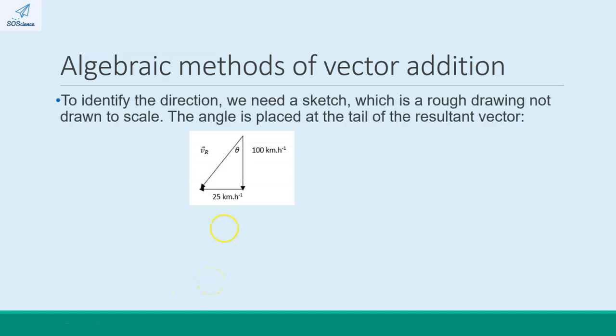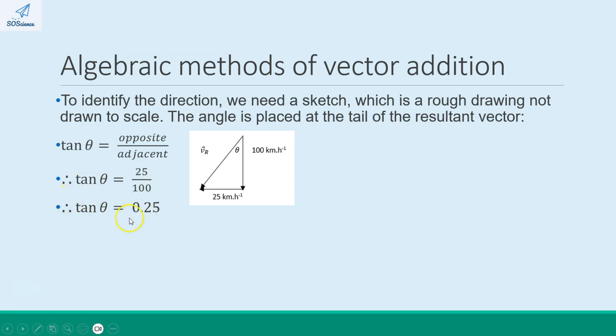To identify the direction, the sketch becomes key. The angle, again, is placed at the tail of the resultant. Tan theta equals opposite over adjacent. So it is 25 over 100. So tan theta is 0.25, which means that this theta angle here is 14.04 degrees.